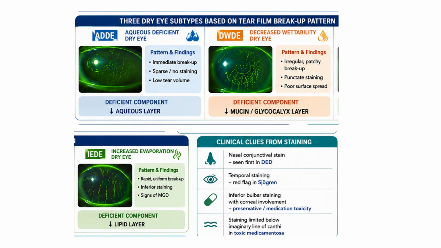There are three subtypes based upon the tear film breakup pattern. In aqueous deficient dry eye, there is immediate breakup, no staining, and low tear volume. In the decreased wettability type, there is a decrease in the mucin and glycocalyx layer, so there is punctate staining, poor surface spread, and irregular or patchy breakup. In increased evaporation, where there is a defect in the lipid layer, there is rapid uniform breakup with inferior staining and signs of MGD. These all give you the clue for the underlying disease and help in personalized management.